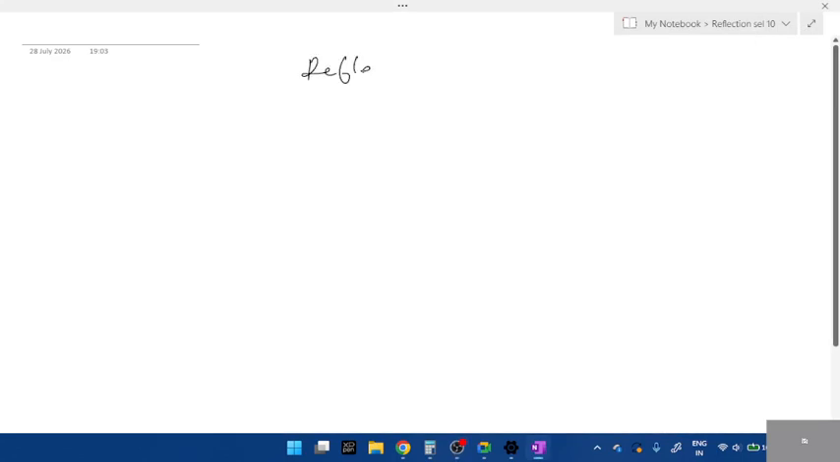Reflection. See, before starting reflection, students, don't write anything. First, listen here. Don't write. We'll start with the basic concept of graph.